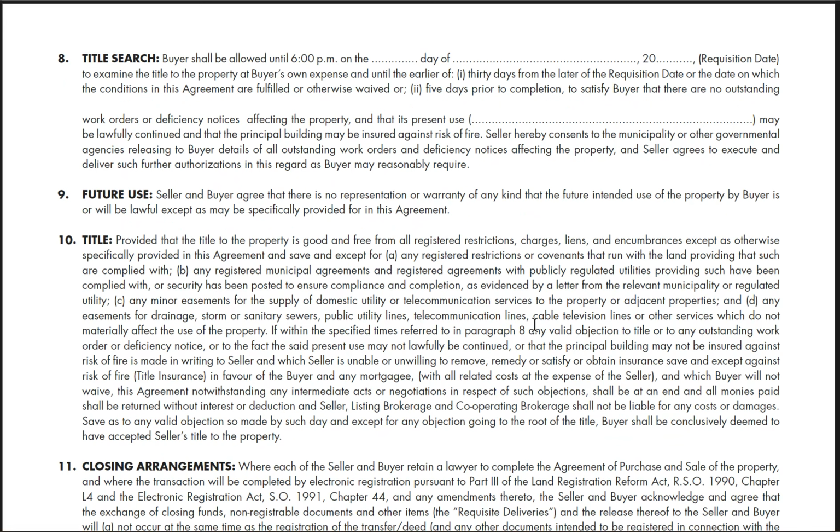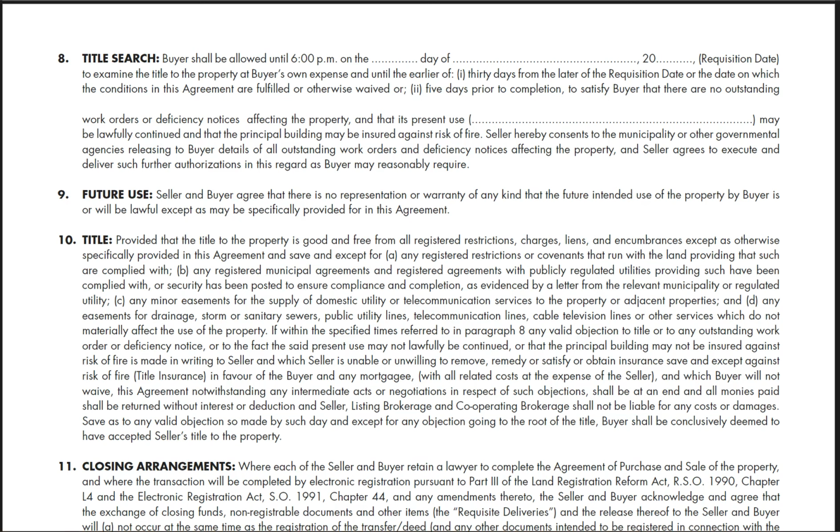Understanding future use. The seller and buyer agree that there is no representation or warranty of any kind that the future intended use of this property by the buyer is or will be lawfully exempt, as may be specifically provided in this agreement.